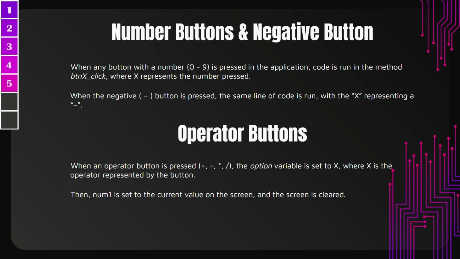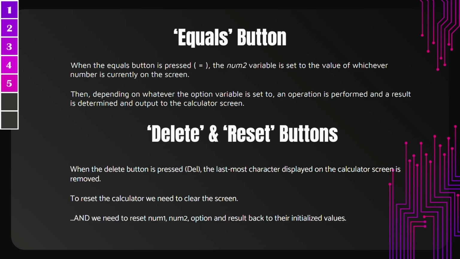Now, the number buttons and negative buttons work in a pretty straightforward way. Whatever button you press for any of those, that number is just inputted onto the calculator screen. For the operator buttons, on the other hand, whenever you press that button, the option variable is set to that operator, and then num1 is set to the current value on the screen. The screen is then cleared. Sets you up for num2. Then you can enter num2 with those buttons, just like you did for num1.